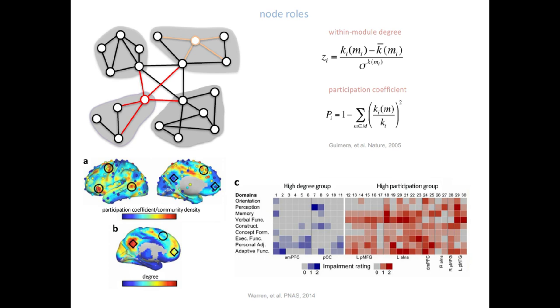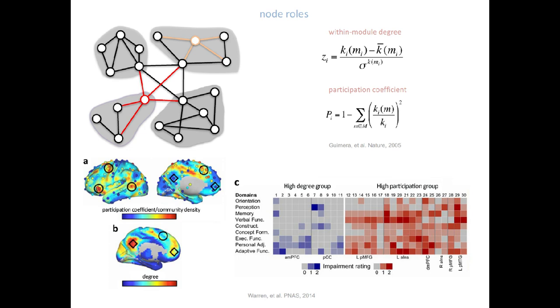And so you can see that for the patients with lesions to areas that have high within module degree, the impairments are quite focal and specific to particular cognitive domains. Whereas for patients with high participation, they've got pretty global cognitive impairments, spread across different cognitive domains.